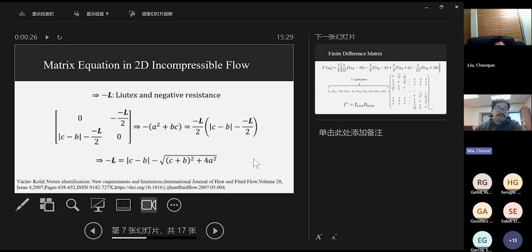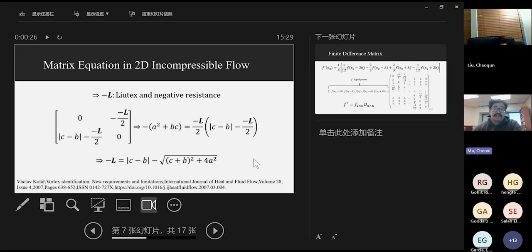Then the principal matrix should look like 0, negative of negative L over 2, and C minus the absolute value of C minus B minus negative L over 2, 0. And the determinant of the matrix is also preserved through the special orthogonal transformation, which means negative A squared plus BC should equal negative L over 2 times the absolute value of C minus B minus negative L over 2.